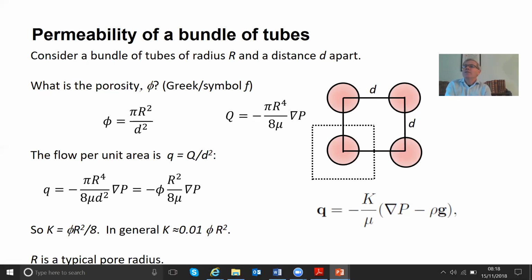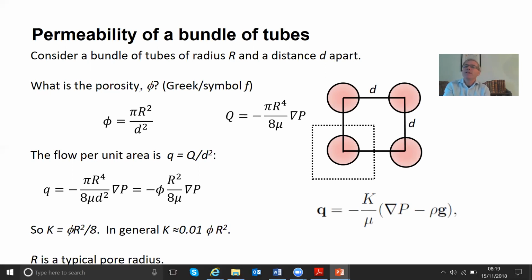Okay, so let's ask the first question, which is, what is the porosity? Porosity is the fraction of the total volume of the rock that is void space. That is, in fact, basically the holes. Before I go any further, the symbol given to porosity is phi. It's a Greek letter.